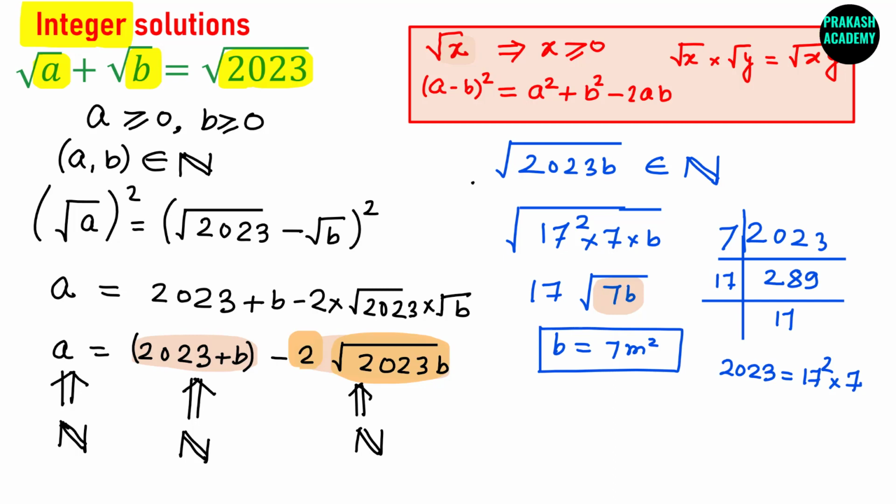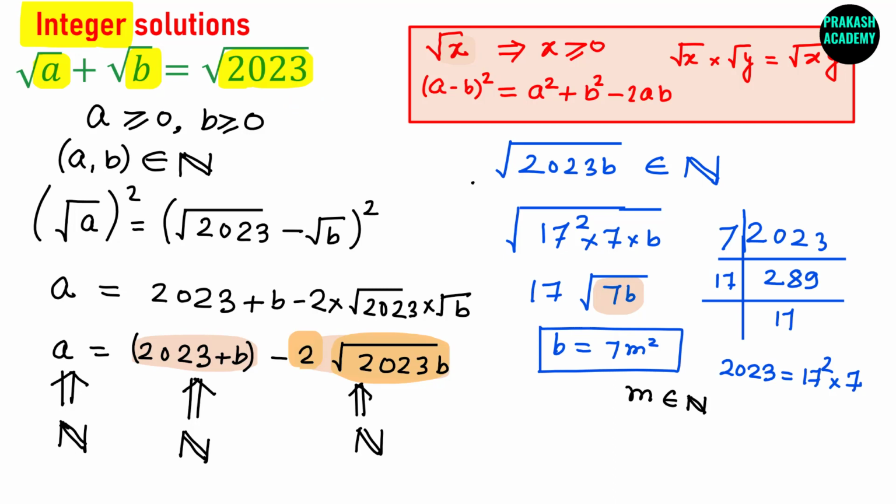And in this case, m can be any natural number. So m belongs to the natural number set. So m can be any natural number. So this we have done when we have taken b to the right hand side. So what we have done in this problem is we have moved b to this side and then we have a squared.